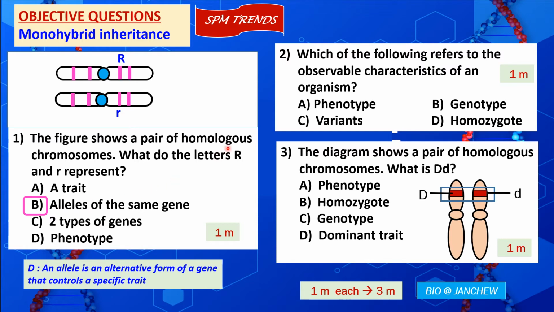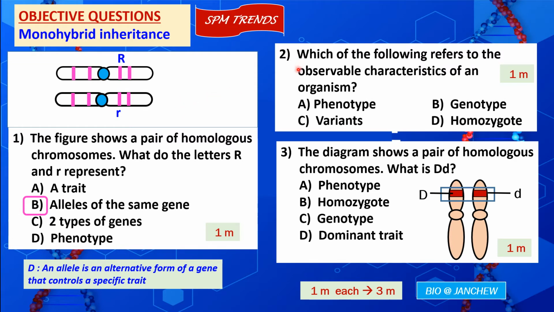So these individual letters represent alleles of the same gene. So it's not two types of genes, only one gene is involved, which comprises two alternative forms or two alleles, right? So that's why it says an allele is an alternative form of a gene that controls a specific trait. Now, it's not a phenotype either because it's not the observable characteristic. It's more related to the genetic composition in the cell, right?